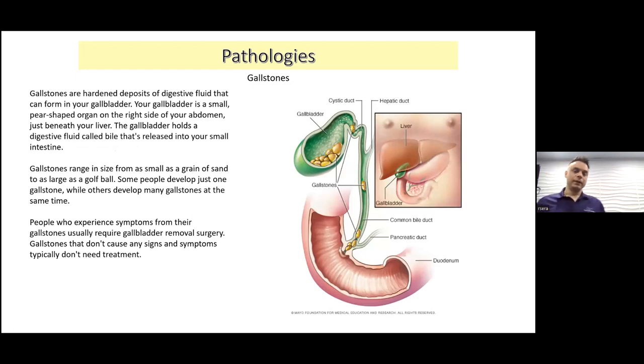Gallstones. So kind of similar to the kidney stones, right? Your gallbladder can again develop these stone-like deposits. So first of all, what is your gallbladder? The gallbladder is a little reservoir tank pouch below the liver that actually stores the bile produced by the liver, and then when needed, it just dumps it out into the small intestines to be used.